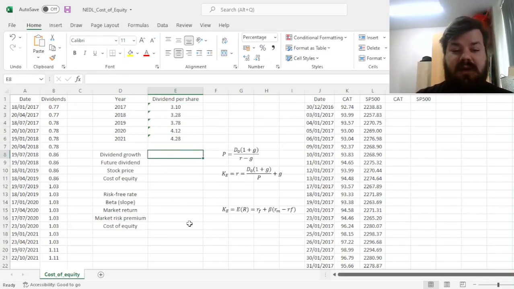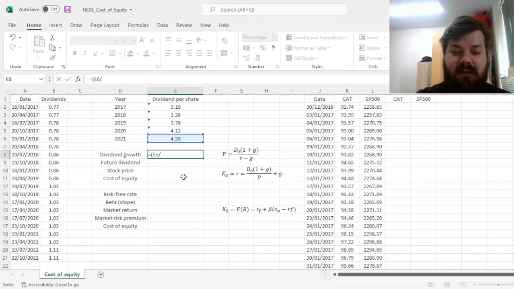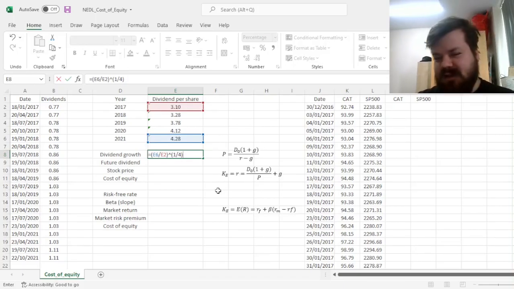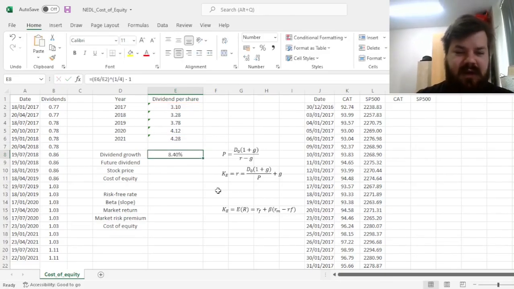Well, to figure out the annual compounded average dividend growth, we can simply divide the dividend that we received in 2021 by the dividend that we received in 2017, raise it to the power of 1 over 4, as 4 years have passed since year-end 2017 until year-end 2021. Again, bear in mind, we're performing this calculation as of year-end 2021 for simplicity, and subtracting 1 to get the growth rate and not the rate of appreciation, giving us the annual dividend growth rate of 8.4%.